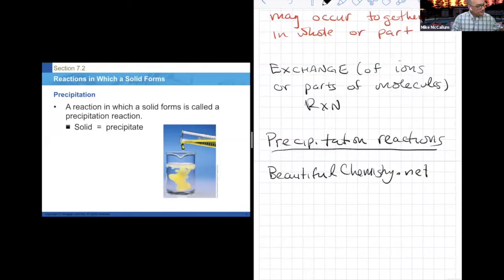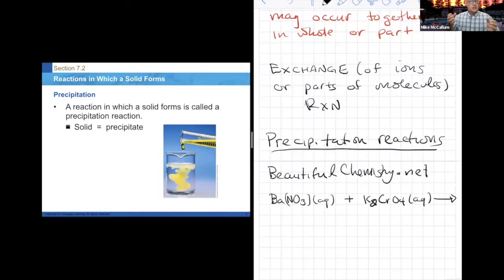Let's just start using this picture here on the left from the slide for what this reaction is. This reaction is barium nitrate, BaNO3, plus potassium chromate, K2CrO4. So notice that in a precipitation reaction, we start with two solutions that come together, right?